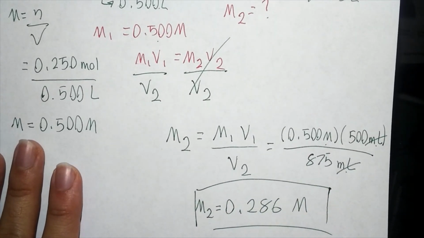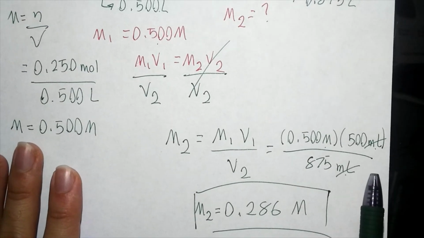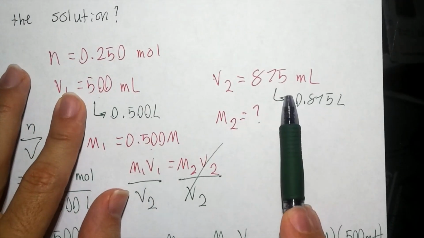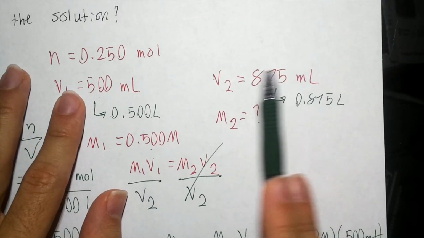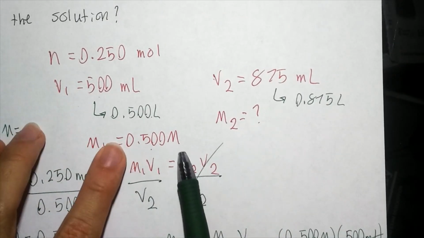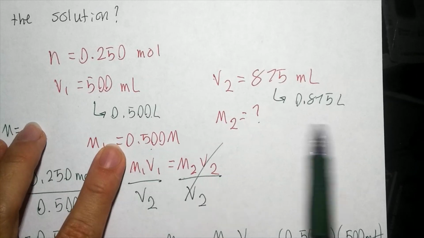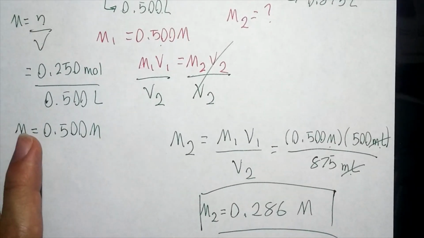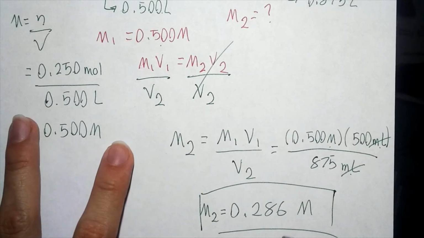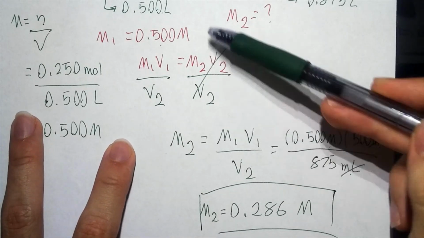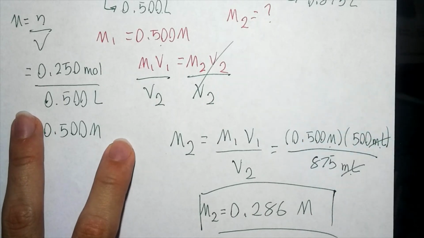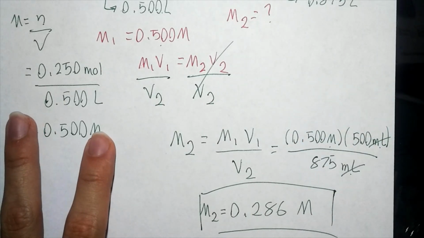Conceptually speaking, this answer does make sense, just in case anybody was wondering. You went from 500 milliliters to 875 milliliters. That means you're diluting it. So the molarity should obviously be lower in the end than in the beginning. So if your numbers do not make sense, make sure that you look at them. If I got an M2 that was bigger than M1, that's a sign that I should look back and check any calculation errors that might have happened.